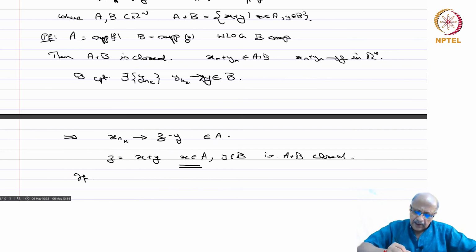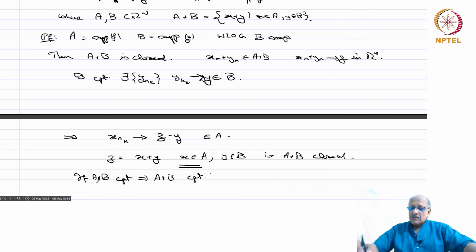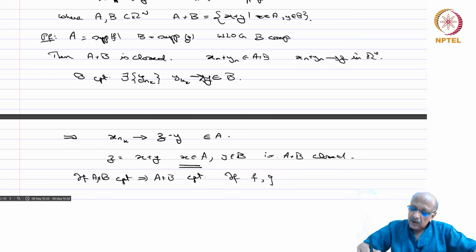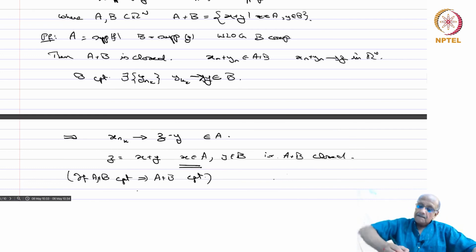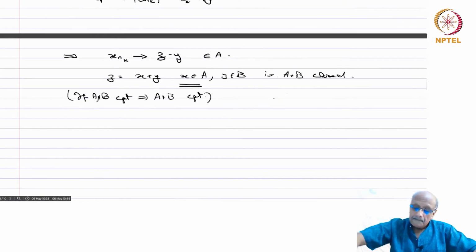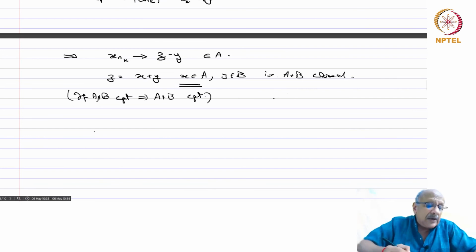So if A and B are both compact, then you can easily see that A plus B is also compact because sequences have convergent subsequences. Okay, so this is just a remark. So A plus B is closed.